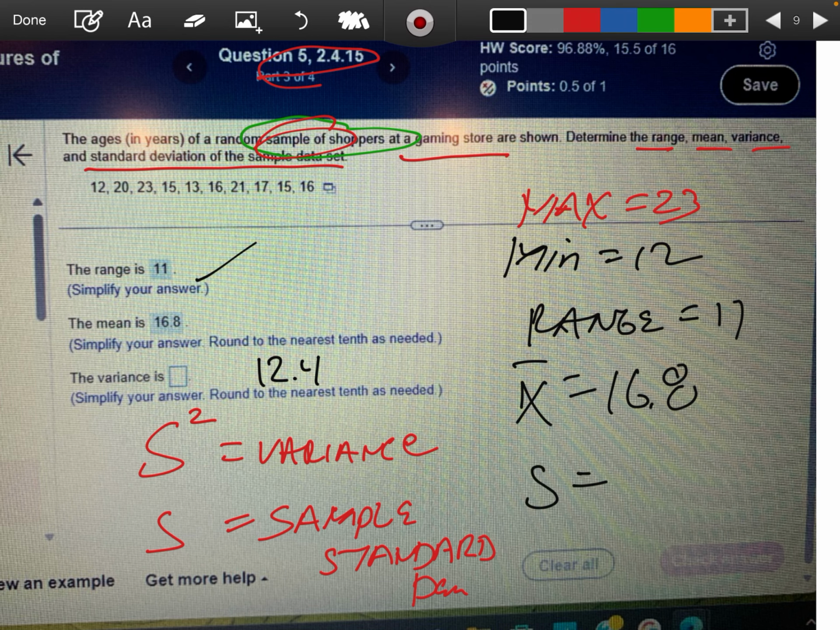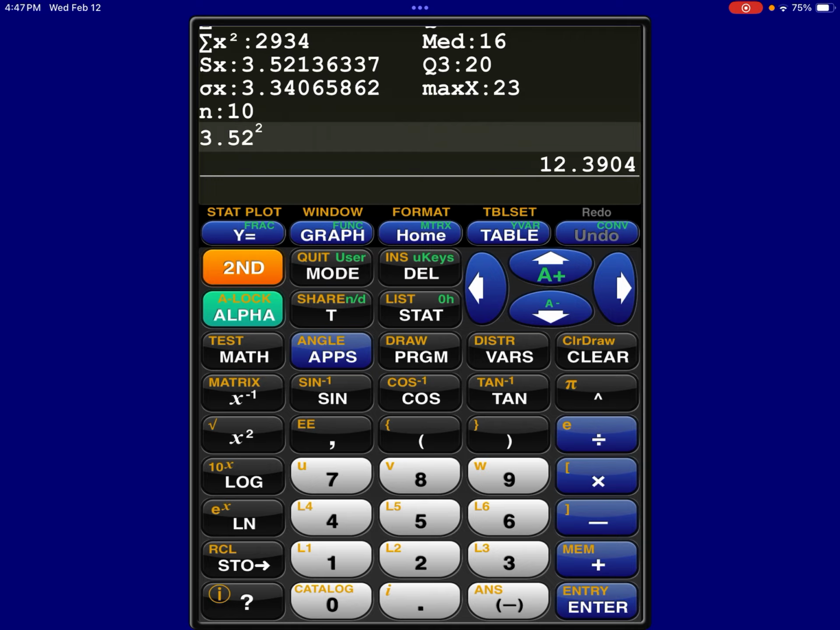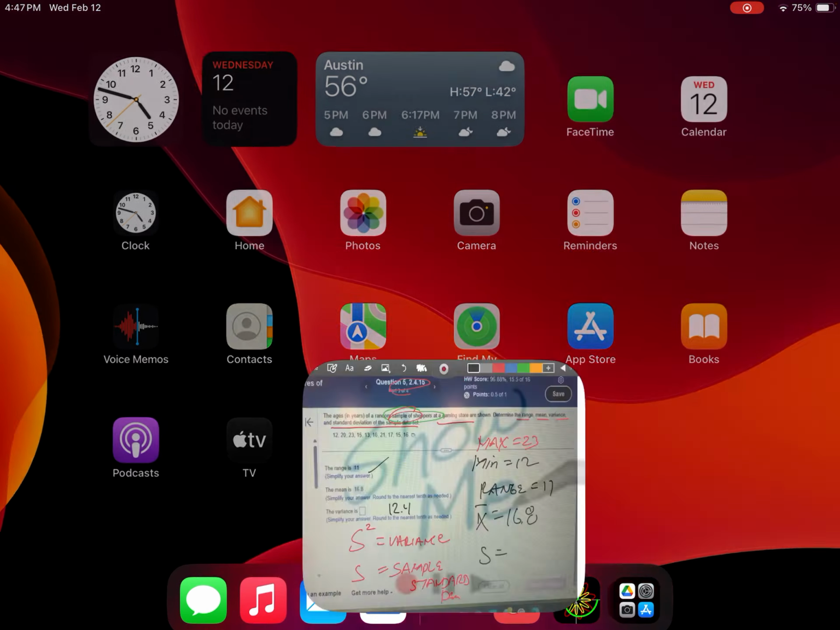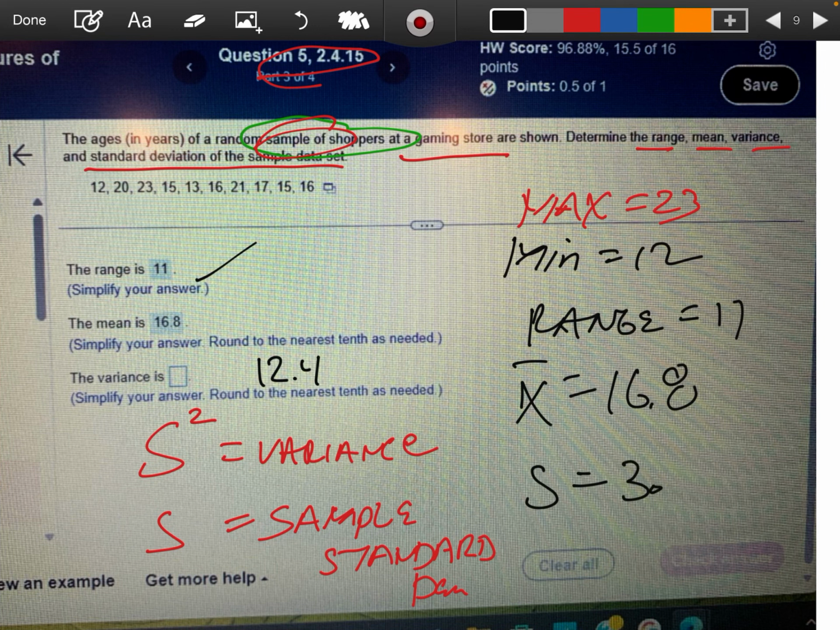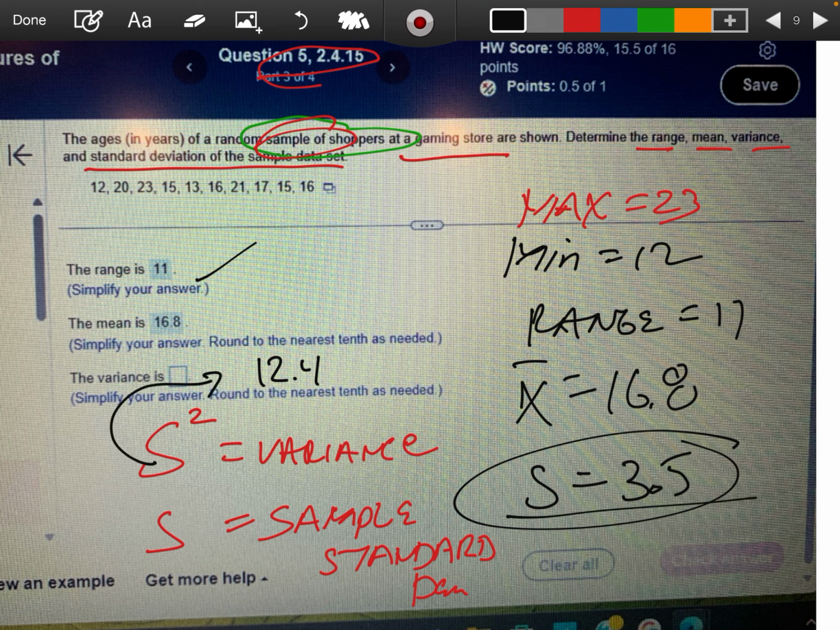And then again, our sample standard deviation, y'all, was just 3.52, probably 3.5, because they're probably, again, gonna ask us to round to 1 decimal place. So my variance is S squared, and all I did is take that number and squared it. And for my standard deviation, again, just the 3.5.